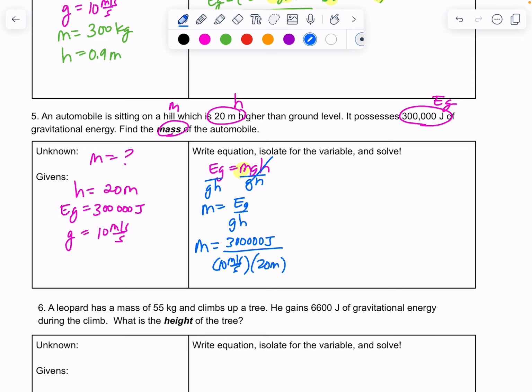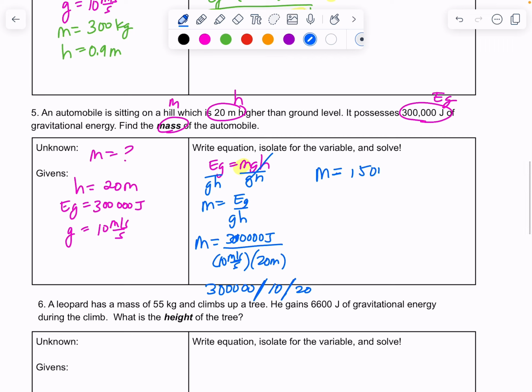And then just be careful when you put this in your calculator, because this is 300,000 divided by 10 divided by 20, since that's on the bottom. So you either have to use parentheses if you have a fancy calculator, or you have to go divided by 10 and then divided by 20, not times, because that's also on the bottom. So I'm just going to do that all in one fell swoop. 300,000 divided by 10 divided by 20 is 1,500 kilograms. Okay, that was easy enough.